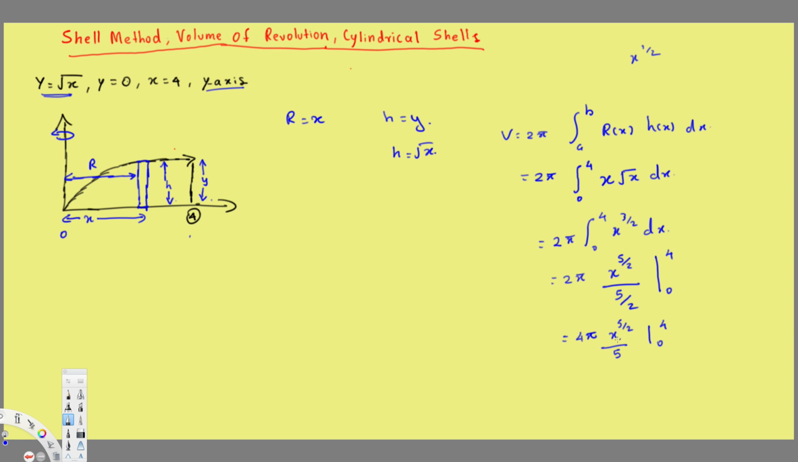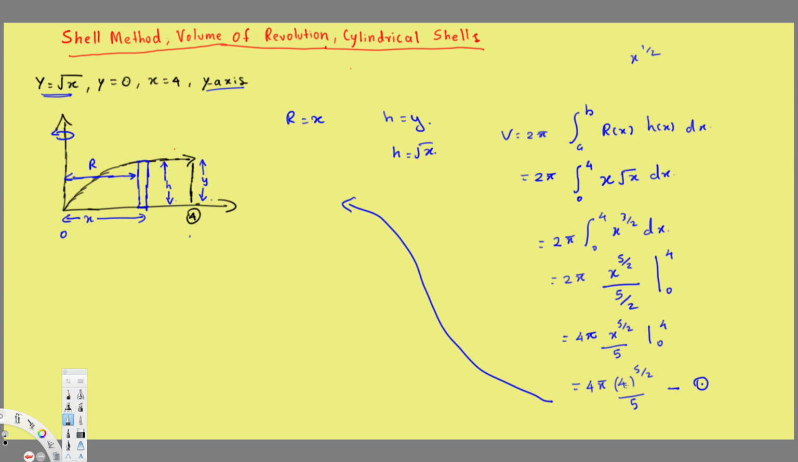If I apply 4, that will give us the value, but if I apply 0, that's going to be 0. So we can apply the 4 first. This is going to be 4 to the power 5 by 2 over 5 minus, if I apply 0 for this x, the whole thing will become 0, so we can just put 0.